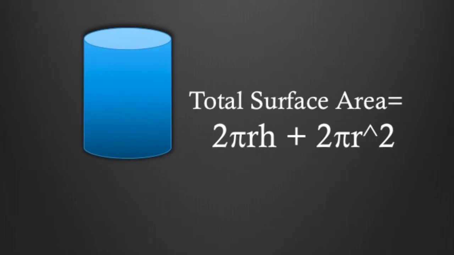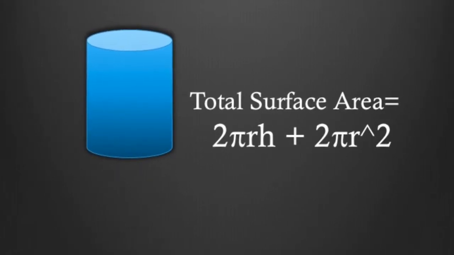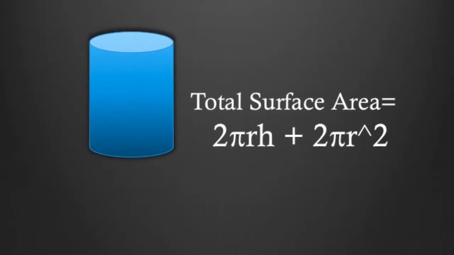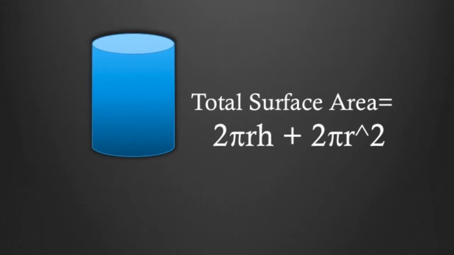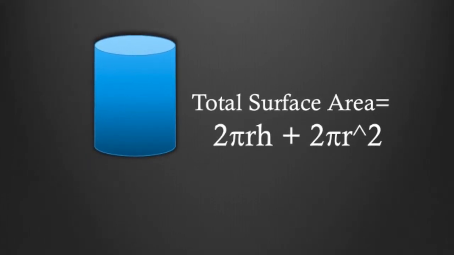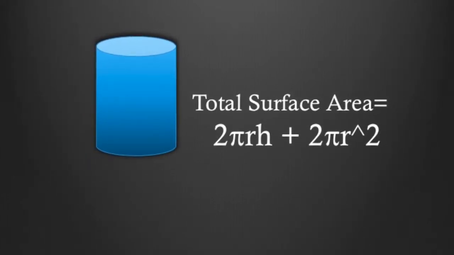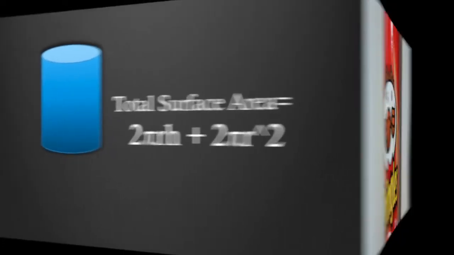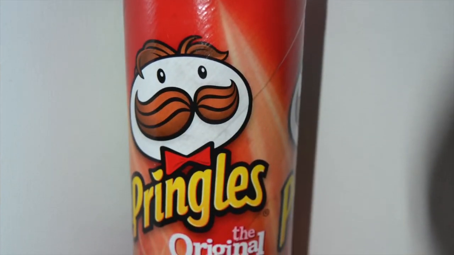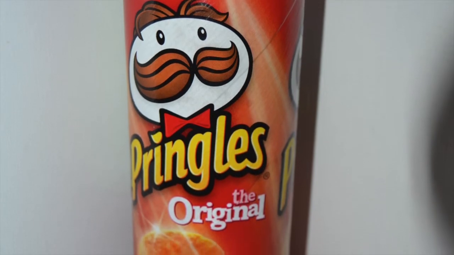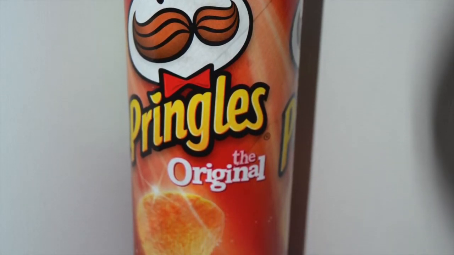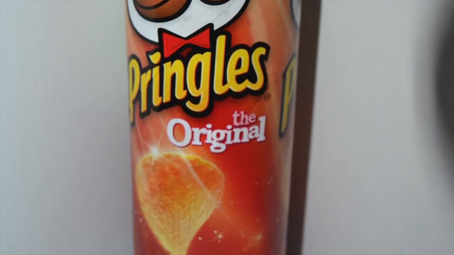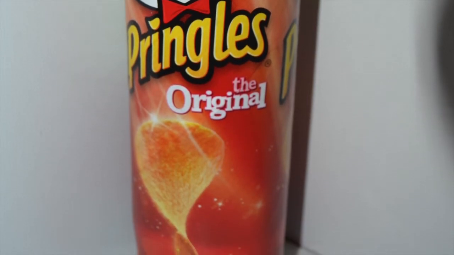Notice that the first part of that, the 2 pi RH, is the same formula we used to find lateral surface area. Therefore, we're still finding the lateral surface area, and then we're just adding the area of the two bases. We would use total surface area to find the total amount of materials we'd need to make this Pringles can, because we would need both the sides, the top, and the bottom.